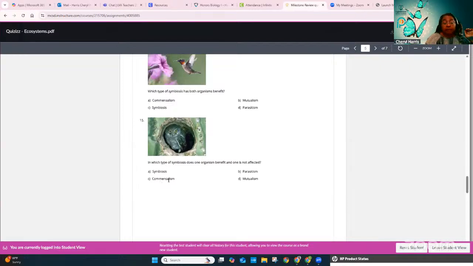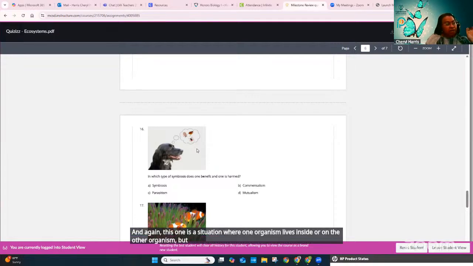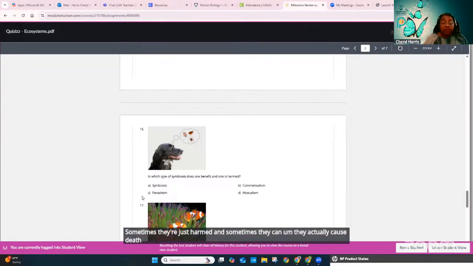Commensalism, okay? Where one is benefited, but the other one could care less. All right, this one, where one benefits, but the other is harmed. And again, this one is a situation where one organism lives inside or on the other organism, but their presence there is not a healthy thing. Sometimes they're just harmed, and sometimes they actually cause death. So parasitism is the answer for this one.